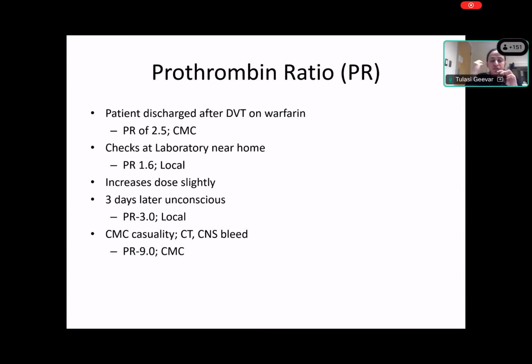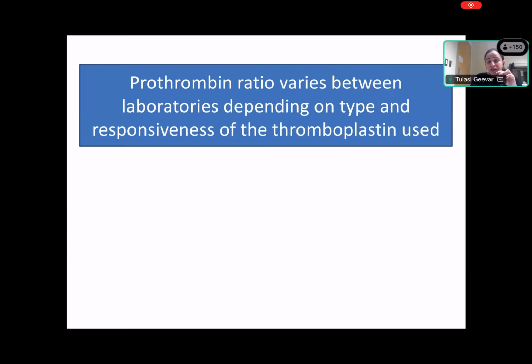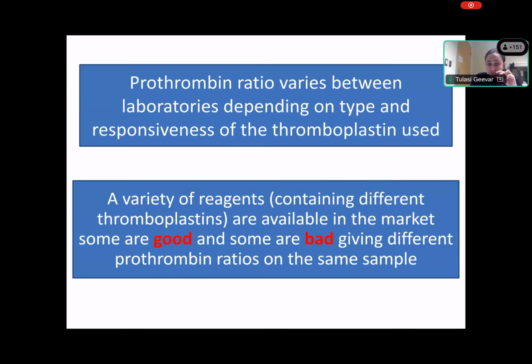Three days later, he was found to have a prothrombin ratio of 3, and he was unconscious and found to have a CNS bleed. But at the same time, when he was checked in CMC, the prothrombin ratio was 9. So what is the reason for this discrepancy in the prothrombin ratio? The prothrombin ratio varies between laboratories depending upon the type and responsiveness of the thromboplastin in the PT reagent. There are a variety of reagents available. Some are good and some are bad.